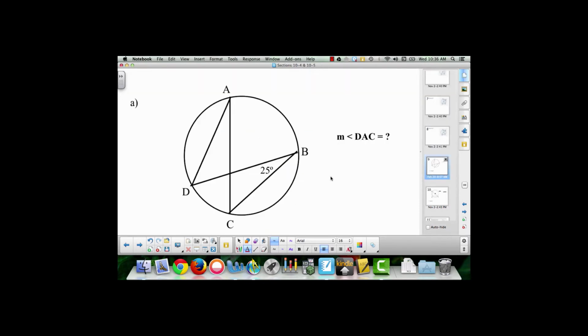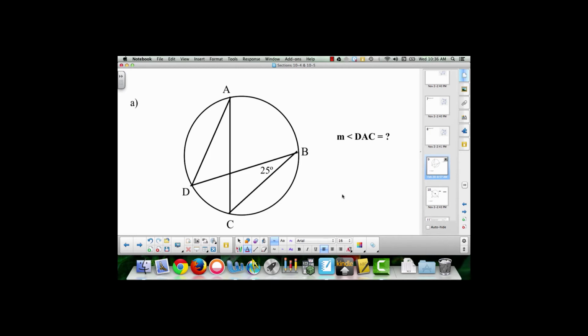Okay, now that you've learned the relationship between an inscribed angle and its intercepted arc, we're going to look at some special cases. Here's one of them. We know the measure of this inscribed angle, DBC, is 25 degrees. The question is, what is the measure of the inscribed angle DAC?